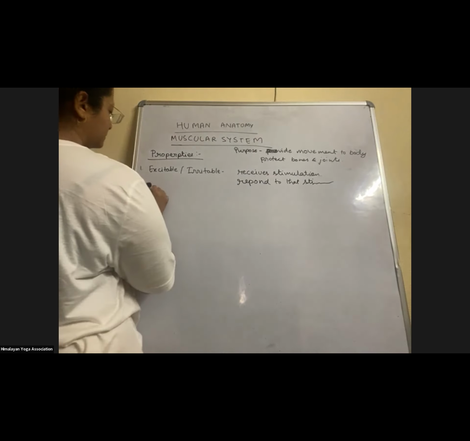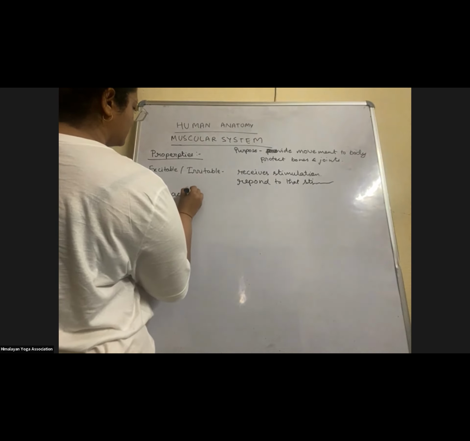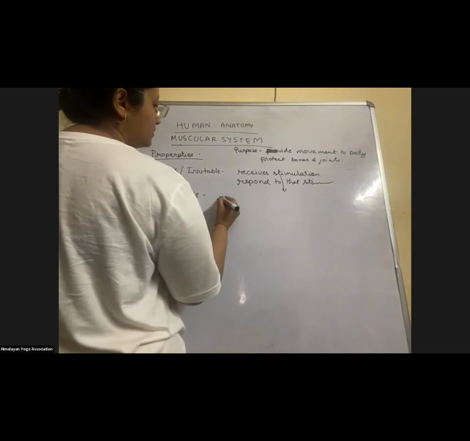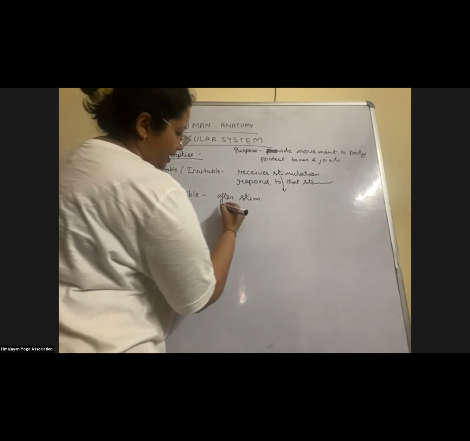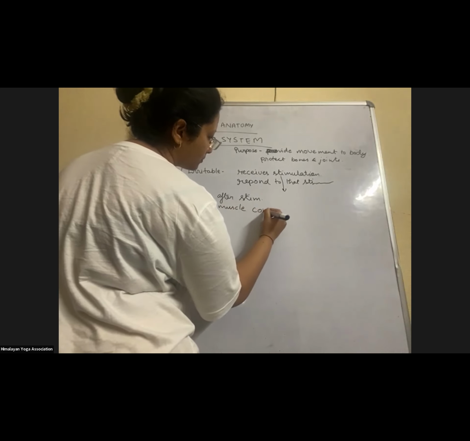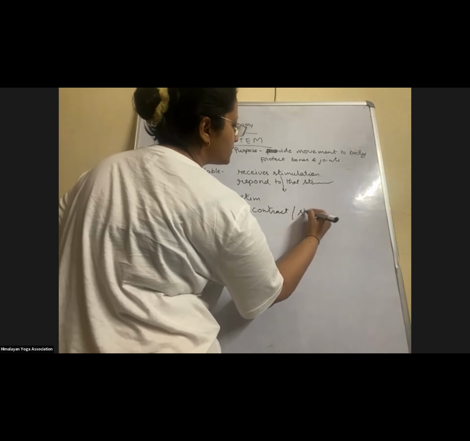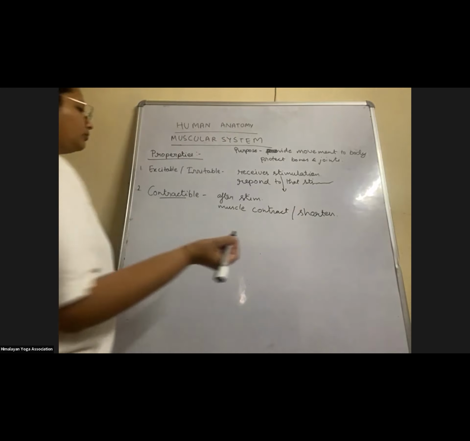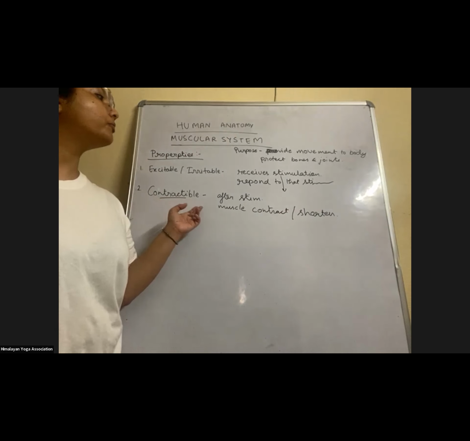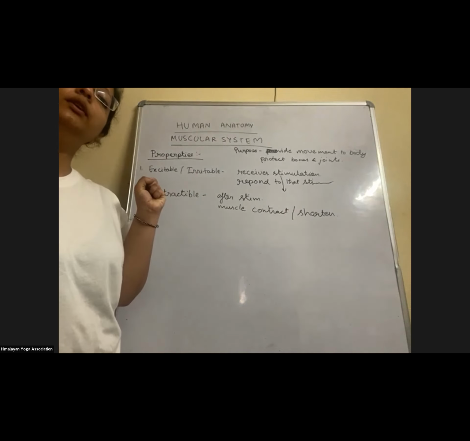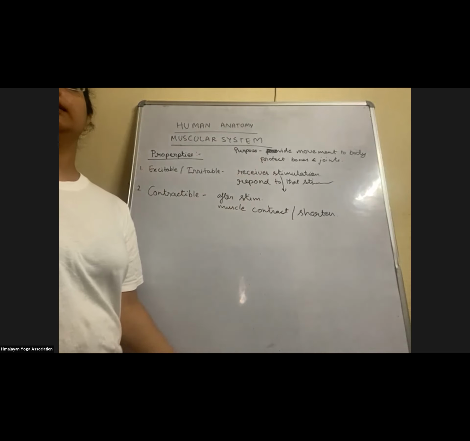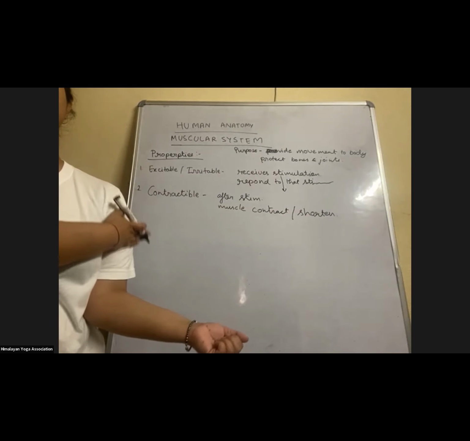Next is contractible. What is contractible? After it has received stimulation, the muscle can contract or shorten. This shortening of muscle is called contractible. This is a property of muscle that they can become short. When there is some kind of stimulation, like when I'm doing dumbbells, the muscles of my bicep are contracting.